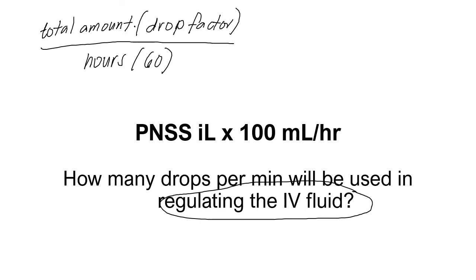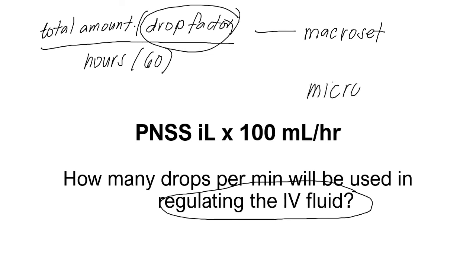Now, let's talk first about the drop factor. When I talk about the drop factor, dear learners, there are 3 common drop factors used in the hospital setting. You have the 2 most common types of infusion set: your macro set and your micro set. For the macro set, there are 2 drop factors that are considered: 15 drops per ml and 20 drops per ml. For the micro set, the common drop factor is 60.